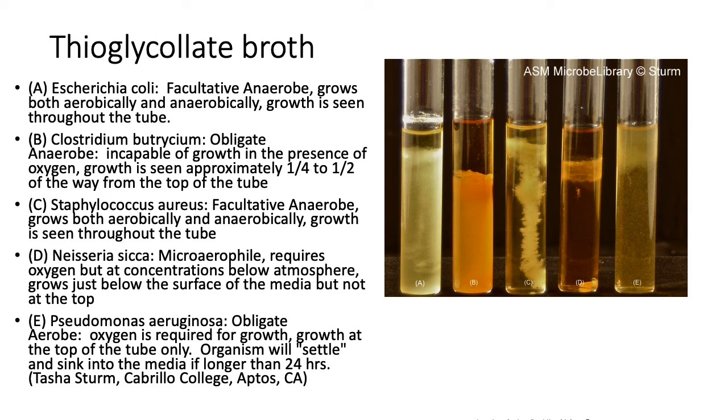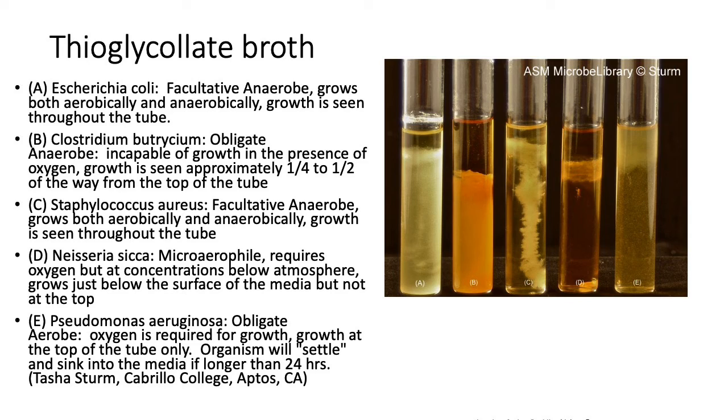So let's look now at these growth patterns in real life. The broth you see in the picture is called the thioglycolate broth. So this is a broth, but it also has a very low amount of agar. So it's not just liquid broth. It has a little bit of consistency to it. And what thioglycolate does is capture oxygen. So that means that towards the depths of the broth, there's going to be very little oxygen. So it allows the growth of anaerobes. Okay, so let's look at the examples.